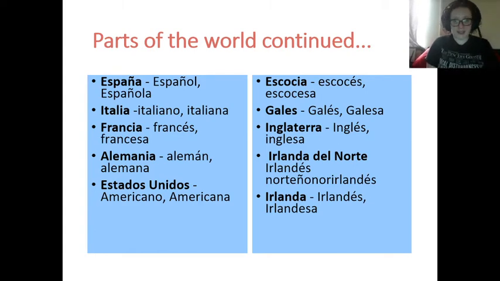Irlanda del Norte. Now, I'm not going to lie, I think this would be down to you individually if you're from Northern Ireland, whether you would say you are Irish or Northern Irish. I've put in both, but it's a hard one to pronounce, that one. So it's Irlandés, which is simply for Irish, or Irlandesa, which is if you are feminine and Irish.